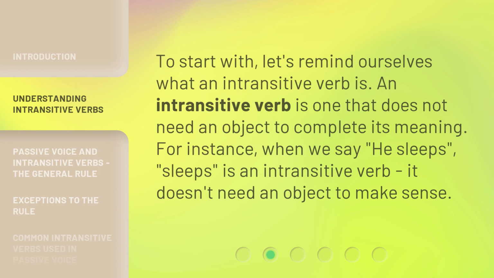To start with, let's remind ourselves what an intransitive verb is. An intransitive verb is one that does not need an object to complete its meaning. For instance, when we say, he sleeps, sleeps is an intransitive verb. It doesn't need an object to make sense.